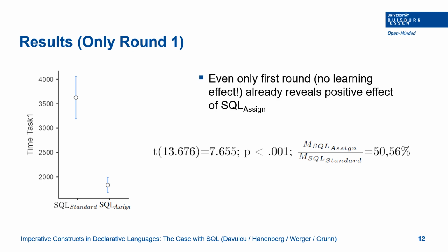So what does it mean? If we just use the first round, so if we would not have used a crossover trial, the results would still be comparable. So from our perspective, it means that the effect of the language construct is very large, and it can even be shown with less effort than what we did in the experiment. With only half of the effort, we could have achieved comparable results.